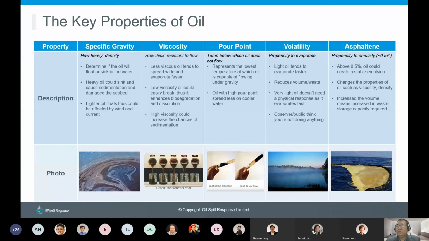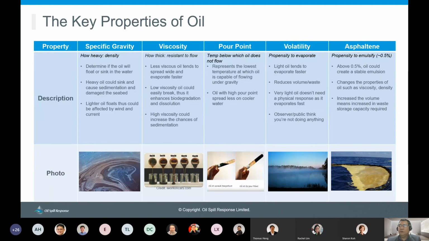And lastly, we are talking about the asphaltene content of the oil. This is the propensity to emulsify. If the oil has an asphaltene content above 0.5%, it could create a stable emulsion, meaning it's very hard for us to separate the two. But if it is below 0.5, it could still create an emulsion. However, there's still a chance that we could separate them.